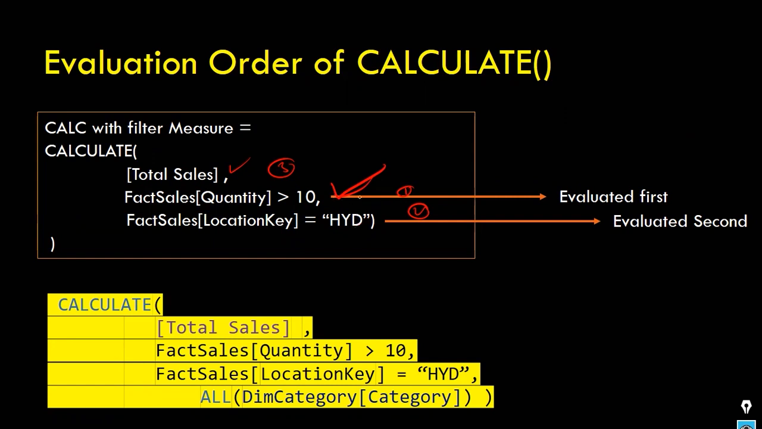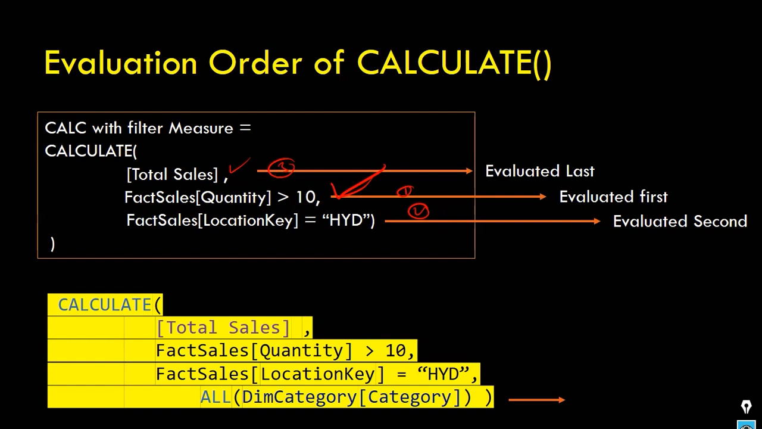Inside out. The evaluation order is something like inside out. Got it? That is how it evaluates. Okay, and the next one is, so this one will get evaluated first, the inner one, and then the outer one, and then lastly the expression will get evaluated.